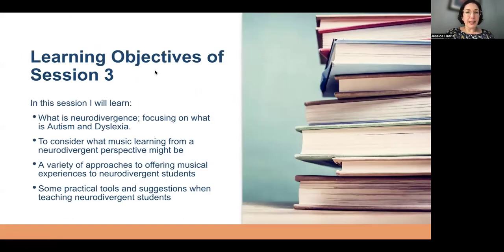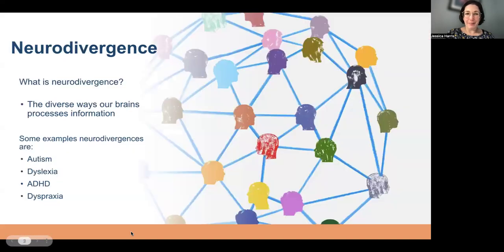We're going to start with our learning objectives, and these are across both parts 1 and 2 of this session 3. In this session, we are going to aim to learn about what is neurodivergence, focusing on what is autism and dyslexia. We're going to consider what music learning from a neurodivergent perspective might be. We're going to learn a variety of approaches to offering musical experiences to neurodivergent students. And we're going to be offered some practical tools and suggestions when teaching neurodivergent students.